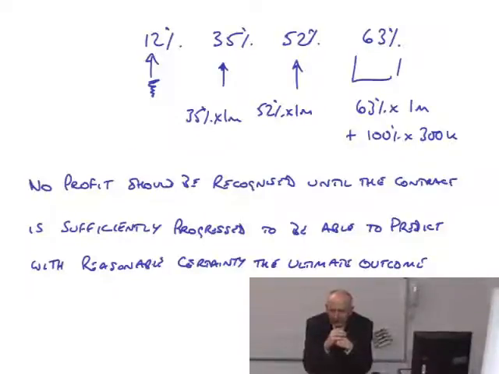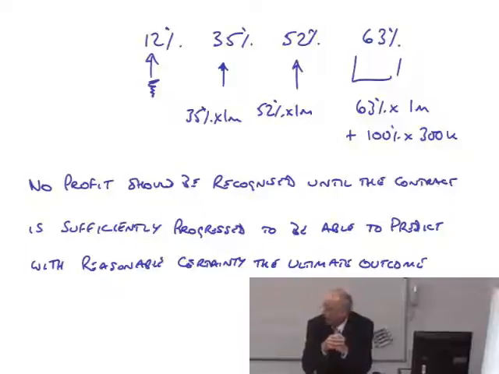In an exam situation, Steve Scott will tell you, he'll say the directors have adopted an accounting policy not to recognise profits until contracts are at least 25% complete. So he will guide you. It's not up to you to determine whether it is available to the directors to predict with reasonable certainty the ultimate outcome. Steve Scott will tell you what the accounting policy is.